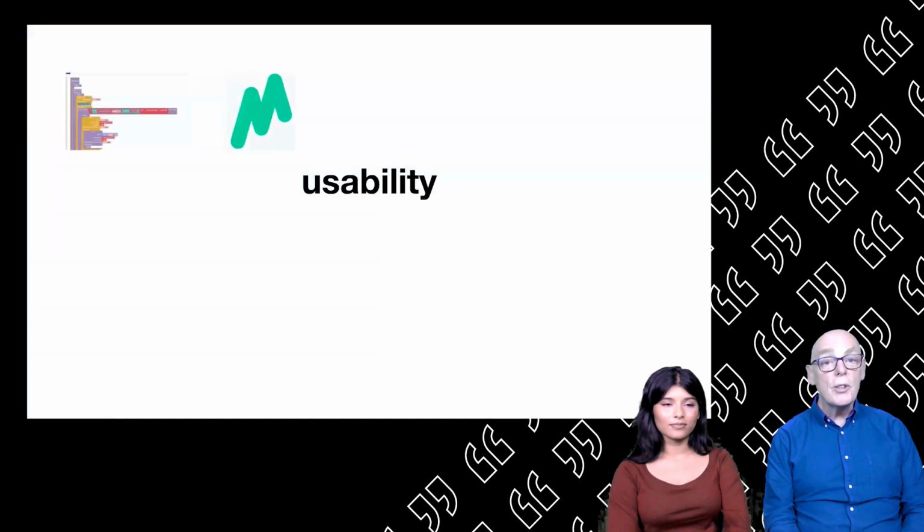Okay, so first of all, one of the ways that we try to make Marlowe accessible to as many different types of user as possible is that we allow people different ways of writing Marlowe contracts.